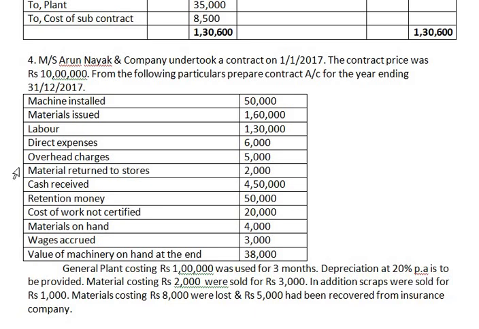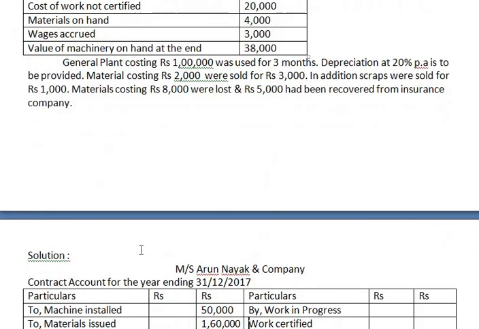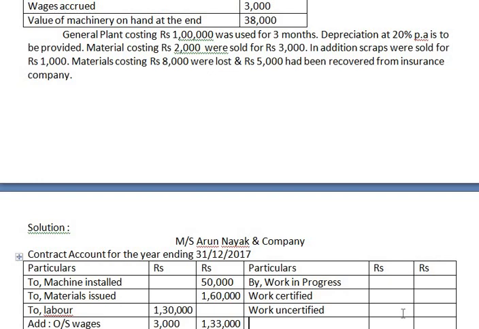Now here, see, cash received is given, retention money is given, then cost of work not certified. So this 20,000 is work not certified. So work uncertified, write it here in the inner column. Now they have not given directly how much is work certified, but they have given information related to how much cash is received and how much is retained, that is retention money. So by this information we can find out how much is work certified.